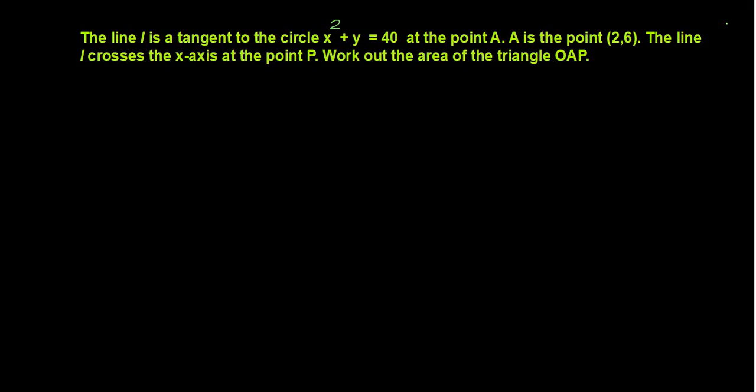So x squared plus y squared equals 40 at the point A. A is the point (2, 6). So those are the coordinates of the point A, and the line L, which is the tangent, crosses the x-axis at the point P, and then it's asking us to work out the area of triangle OAP. This question is only a few lines, but it's for quite a few marks.